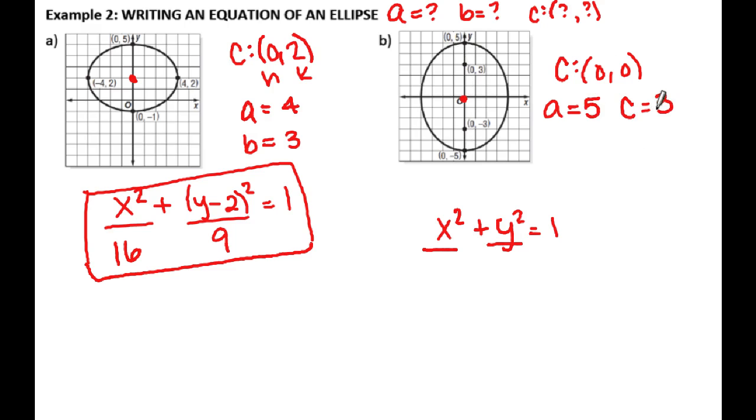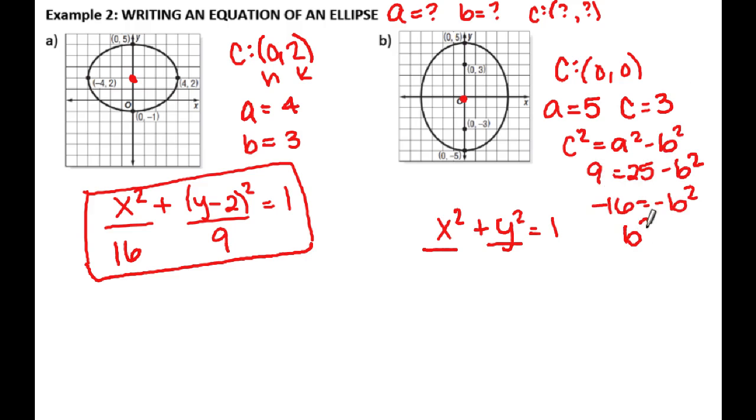And now that I know that A is 5 and C is 3, I can use this formula, a squared minus b squared, to figure out what b is going to be. So that gives me 9 equals 25 minus b squared. Subtract 25 from both sides. And that gives me negative 16 equals negative b squared. So b squared equals 16. Now if you wanted to actually find b, b in this case would equal 4. I'm not going to take that extra step because we're going to square it anyway underneath our fractions.